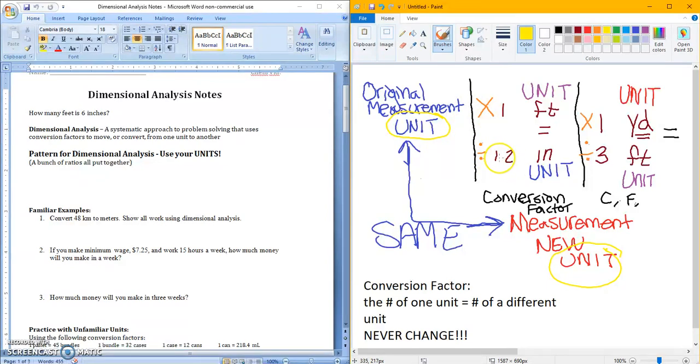And follow the steps. Write out the original unit and measurement. Write the units in your proportions after your lines. Fill in the conversion factors. Multiply across, divide by the bottom, and you will always, always, always get it right. Okay? So please practice this, even if you can do it in your head.